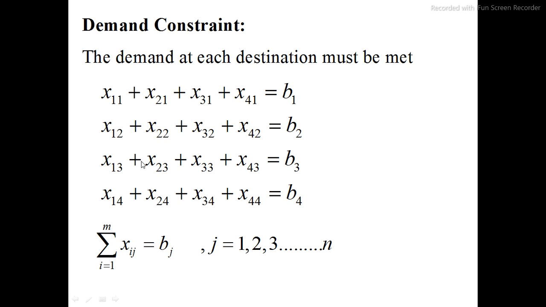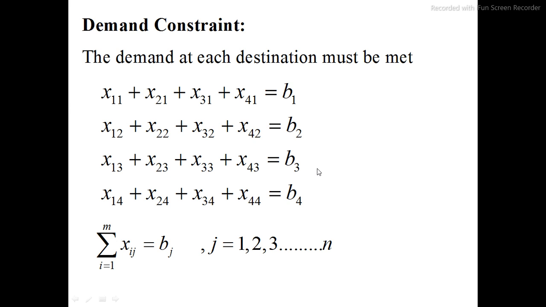You can see it here. In general, we can write it as summation, sigma of x of ij equals bj. Okay, so j equals 1, 2, 3 up to n, it will go.